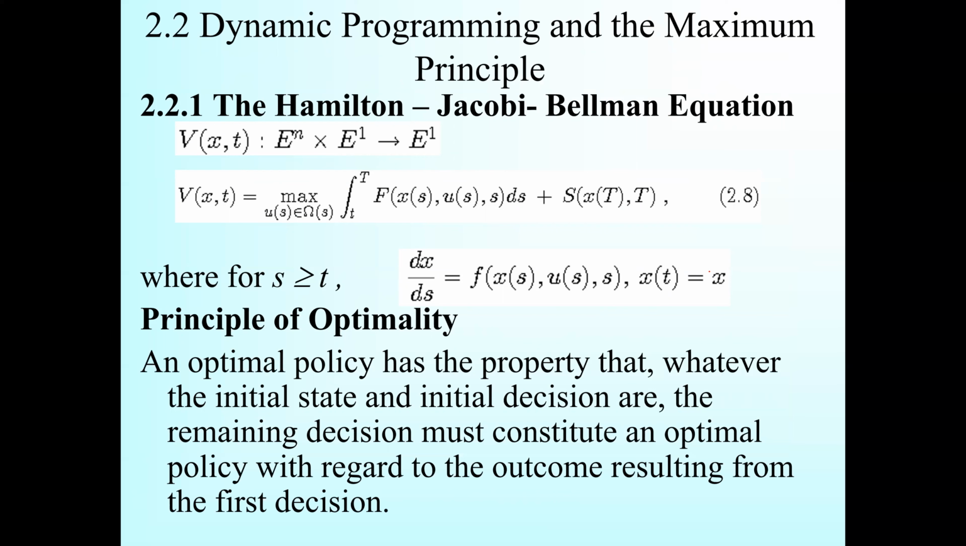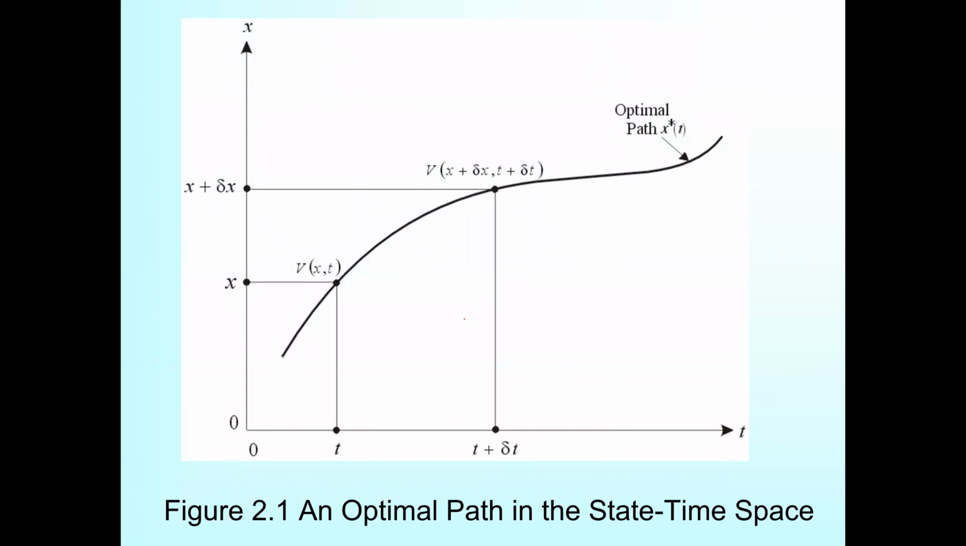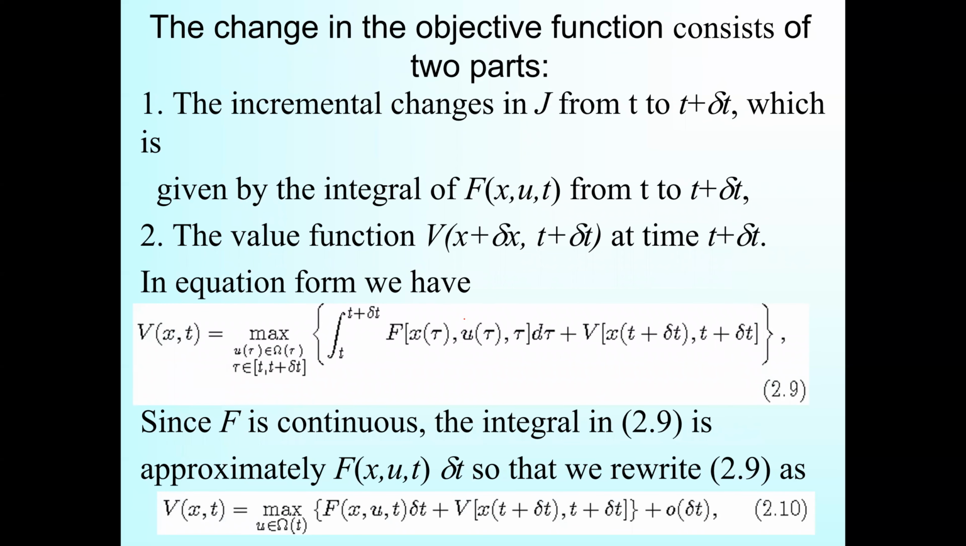So the dynamic programming idea for those discrete arguments and for continuous time is the same. Okay, the same. Therefore, the principle of optimality can always be used in solving general optimal control problems. Talking about state, time, space, talking about doing the variations.